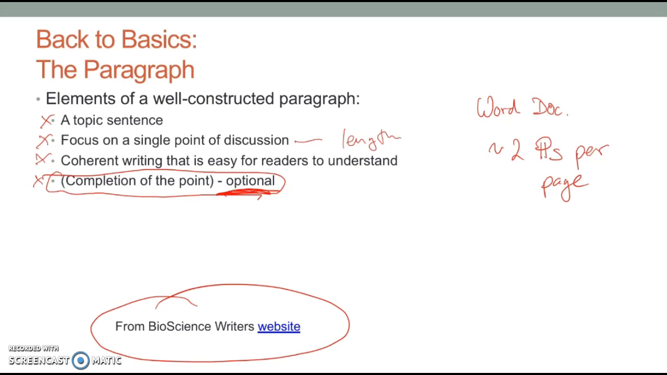Bioscience Writers is a for-profit organization in the United States that works with science writers, helps with editing and formatting and so on. They have a really nice website and have a lot of free materials. So when you get access to the PowerPoint, make sure you check out this website.